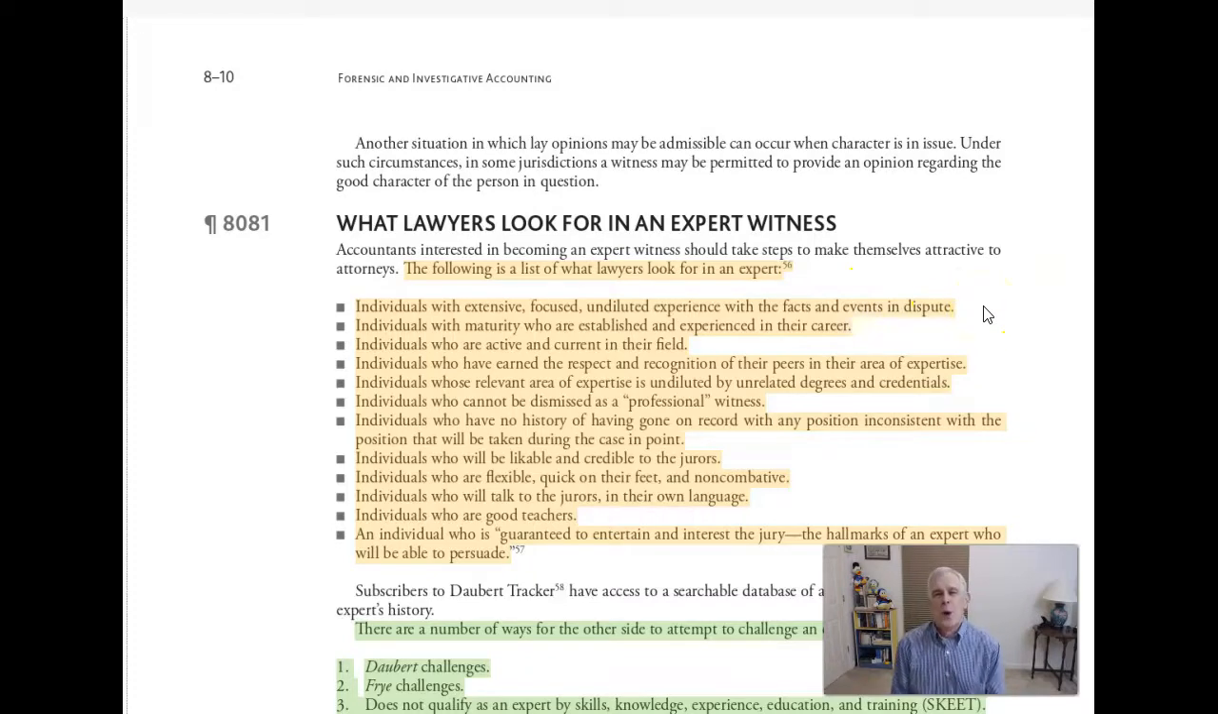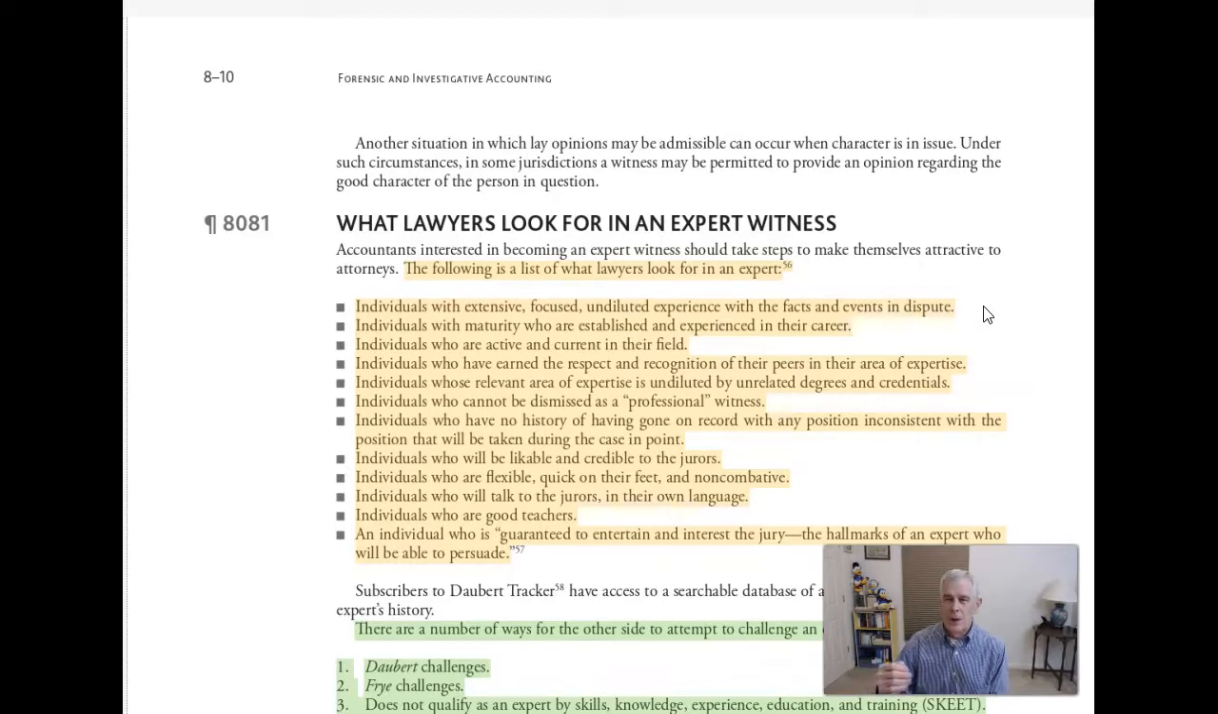Now, what do lawyers look for in an expert witness? Remember, you're the forensic accountant, the expert witness. You're working for the attorney, right? What will they be looking for? Here's a whole list of items. I'll let you read through these yourself, but again, you have to be focused. You have to be respected in your professional community.